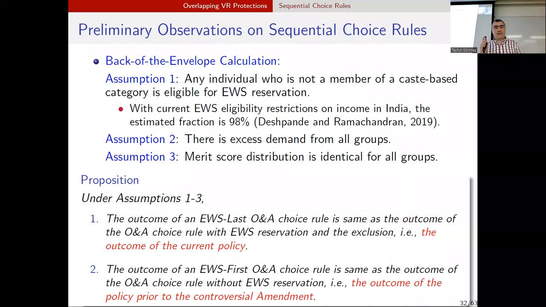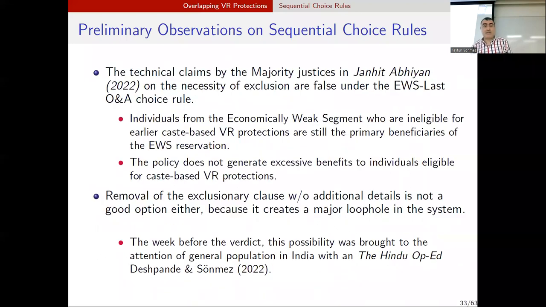What about EWS first over and above choice? Well, the outcome of that one is the same as the outcome of the over and above choice rule without EWS reservation in the first place. So basically the difference between the two is the whole effect of the amendment. Right? So this is a big deal. It's a very big deal.